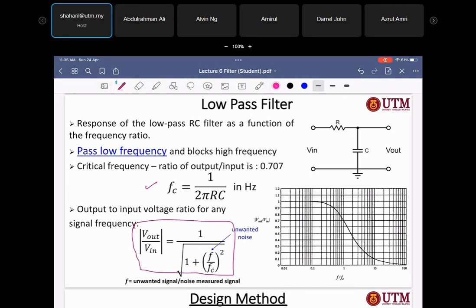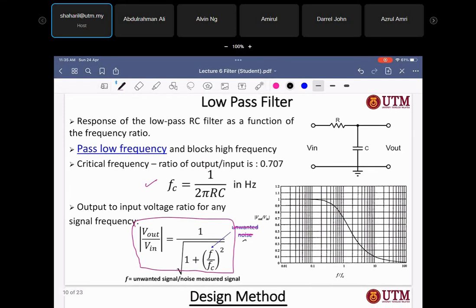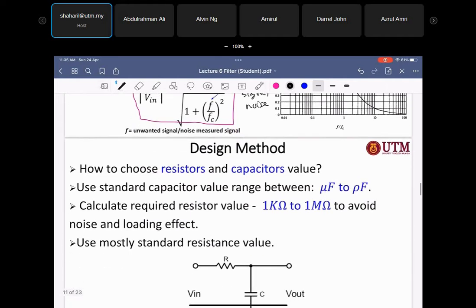So this is not only the unwanted noise. This can become the signal and also the noise. We look into that, because the noise also will have the V in, the amplitude. The signal also will have the V in, the amplitude, and it also will have the output V out.